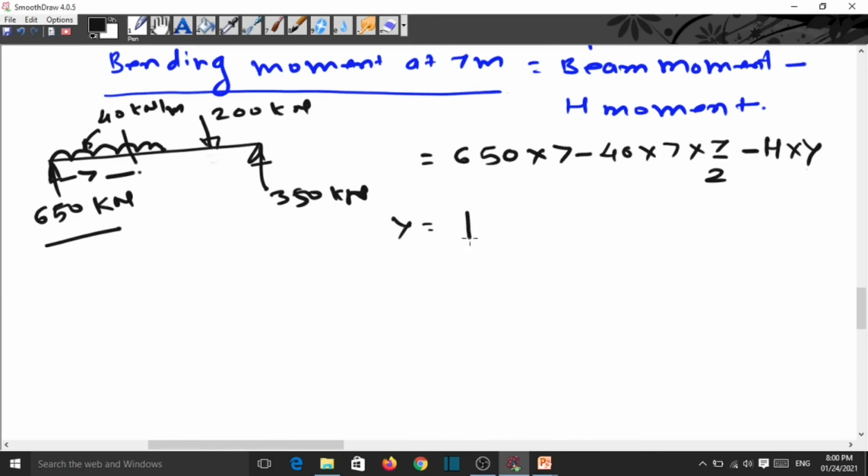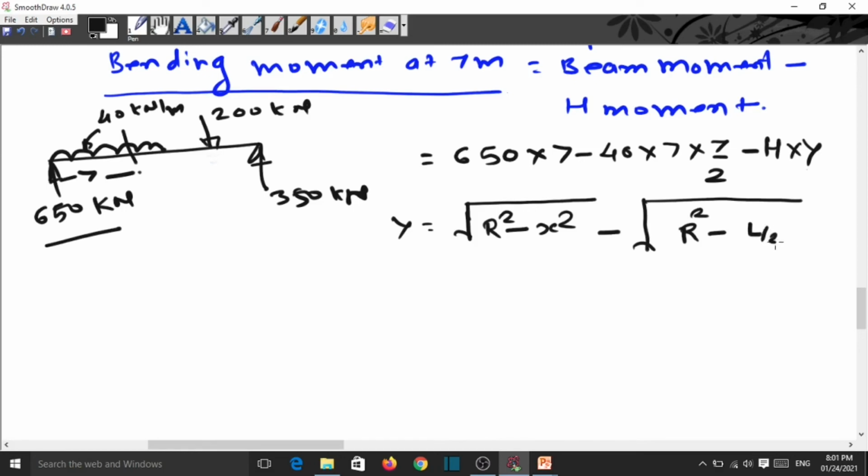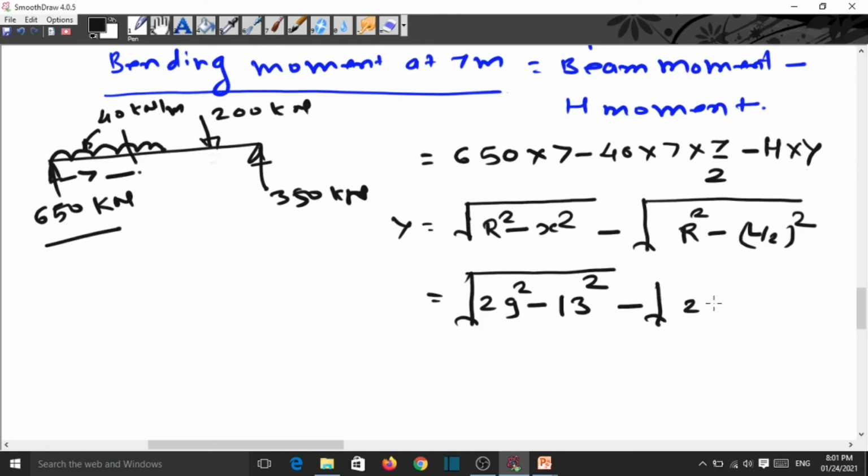Y is equal to the square root of R square minus x square, minus the square root of R square minus L by 2 square. So R is equal to 29 square, x is equal to 13, because we are measuring this x from the center for the segmental arch. Then minus again 29 square minus 40 by 2 bracket square, and the total is a square root. So here we got the value 4.92 meter.